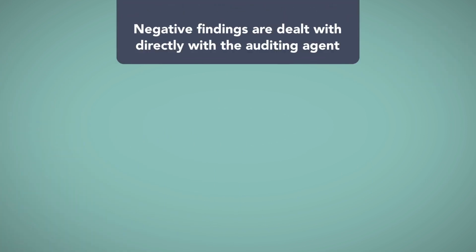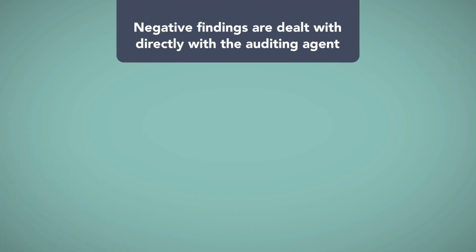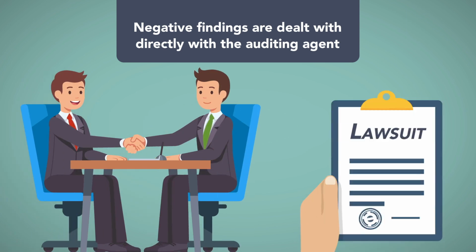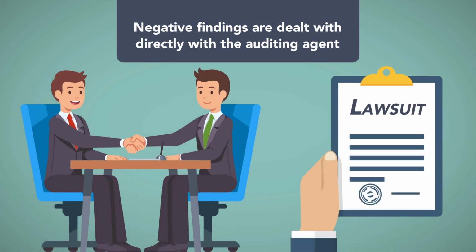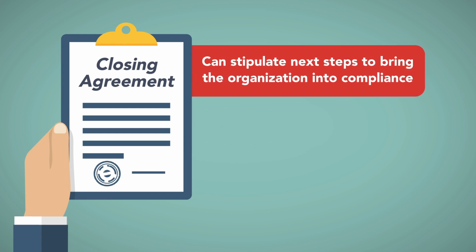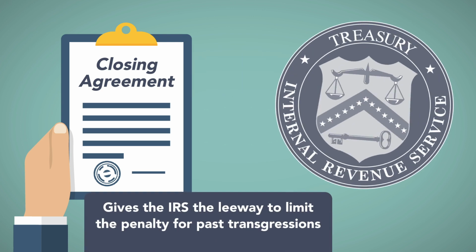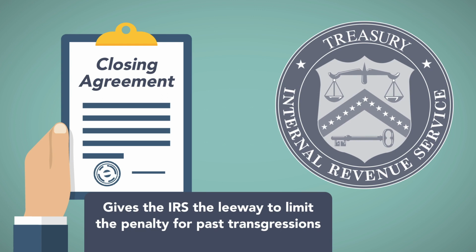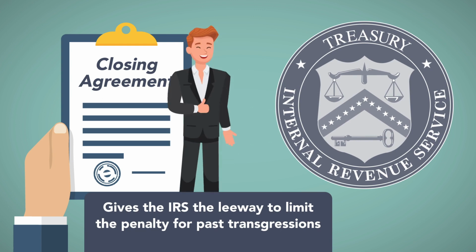Negative findings are dealt with directly with the auditing agent, who can make agreements with the organization or bring further action against it. Sometimes, an instrument referred to as a closing agreement can stipulate next steps to bring the organization into compliance. A closing agreement gives the IRS the leeway to limit the penalty for past transgressions if the taxpayer will commit to future compliance.